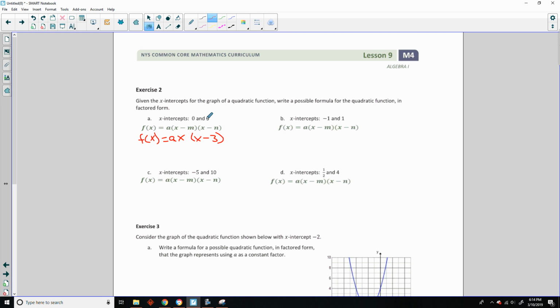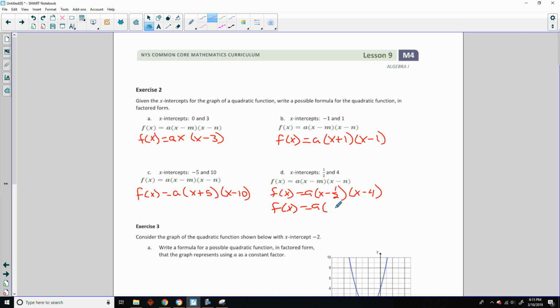Remember, it's always the opposite sign of this. In this one, it's f of x equals a times x minus a negative 1, so it's plus 1, and x minus my n, which is 1. Okay, pretty simple. And then this one is f of x equals a times x plus 5 and x minus 10. This one is f of x equals a times x minus 1 half and x minus 4. I could also change that to this: 2x minus 1, x minus 4. If I can't reduce this, the denominator can be my coefficient.